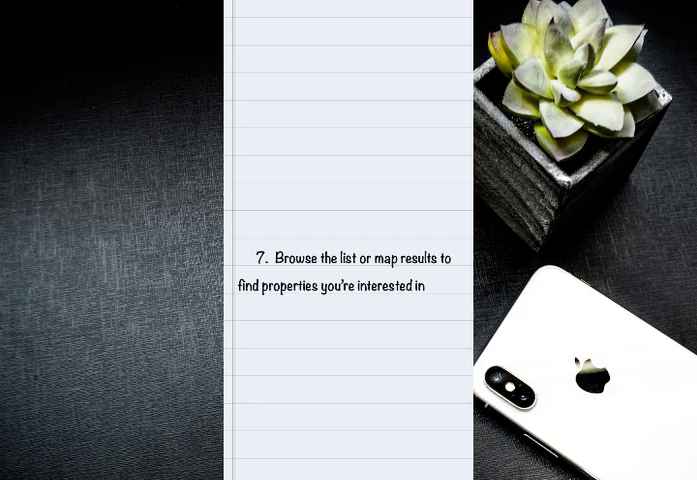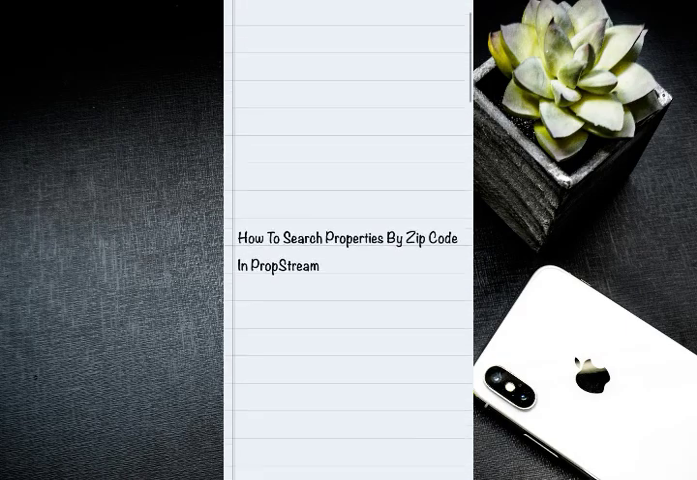And that's how you can simply search for properties by zip code in PropStream.